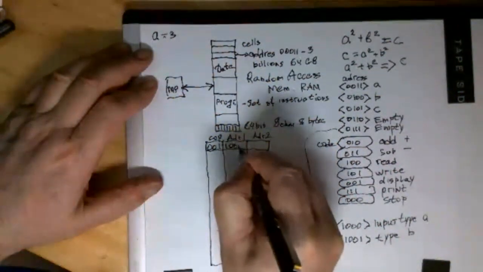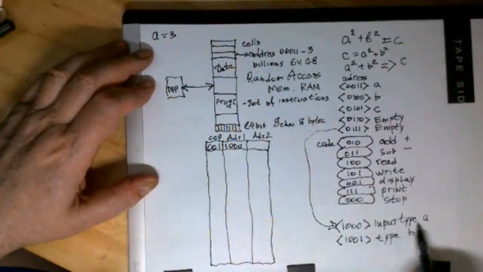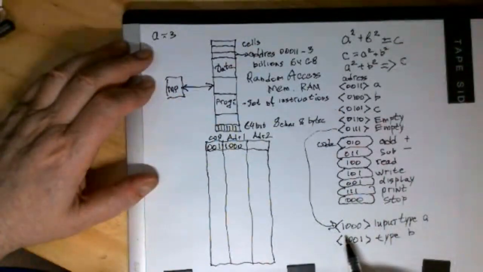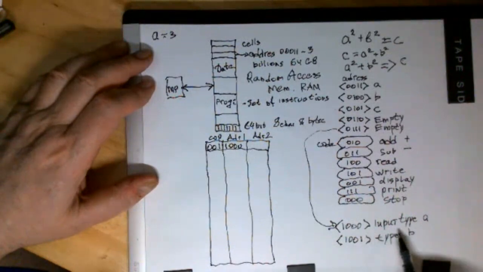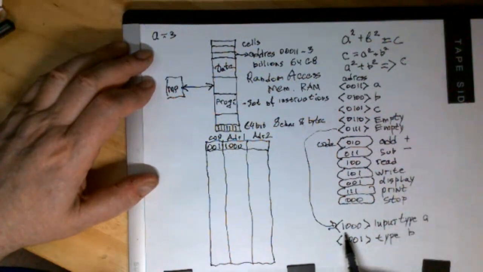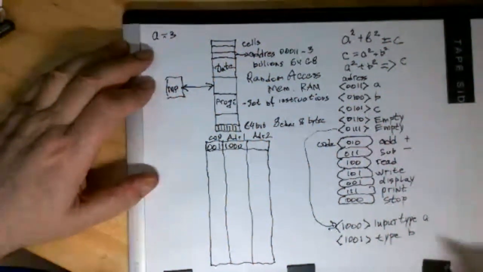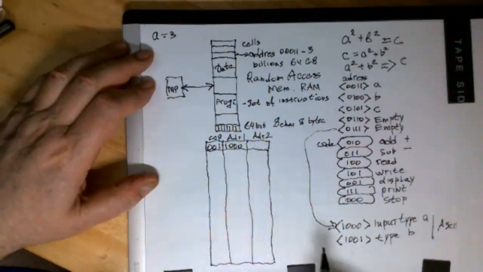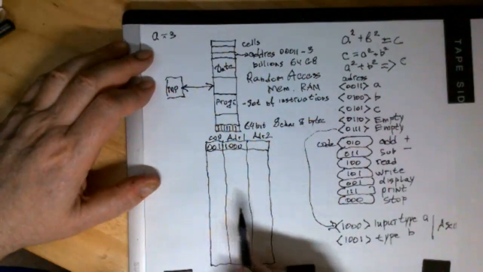Cell 1000. Meaning, I cannot tell the computer "input type A" because the computer can understand only binary content. But I can place in binary form the information "input type A" and place it in cell number 1000 in ASCII code. Definitely that is ASCII code. Okay, the address 2 is not in use in this command, it is just empty.